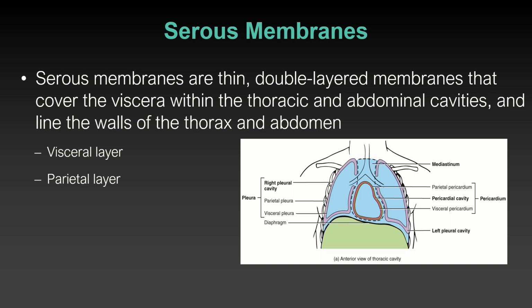I don't want to offend any vegetarians or vegans in the class. I don't eat a lot of meat myself these days, but if you've ever had ribs, on the underside there's sometimes a really hard layer of connective tissue or like a little flap that you can pull off. That's part of the serous membrane.